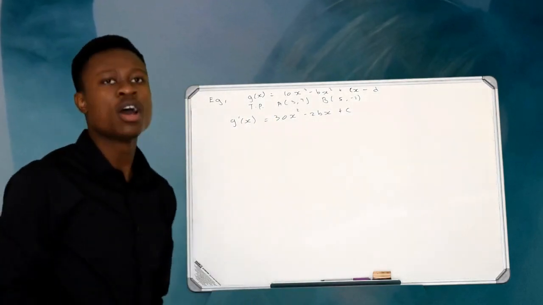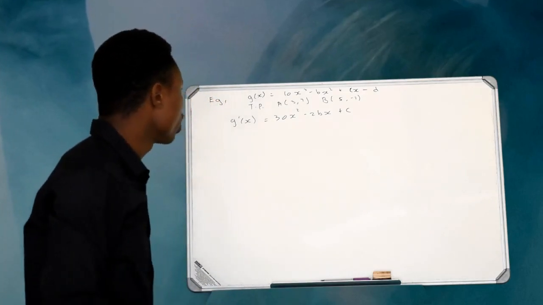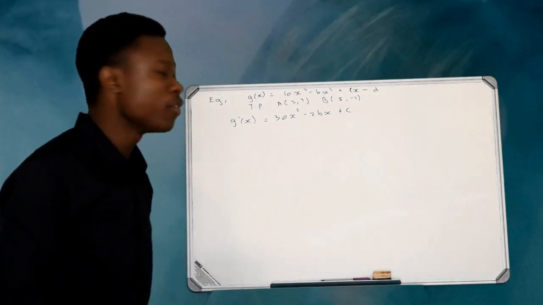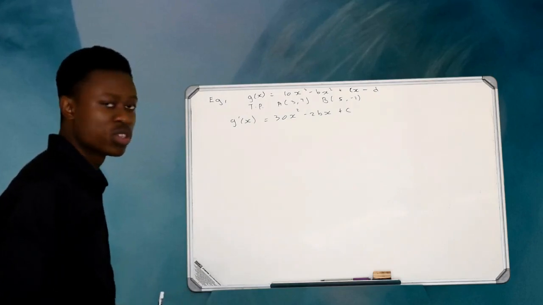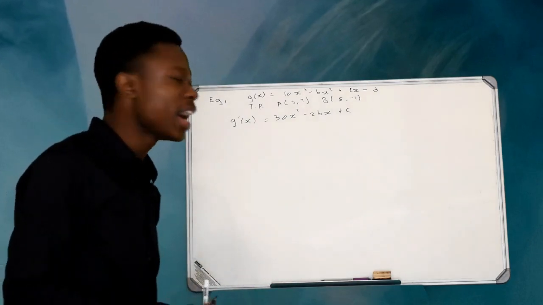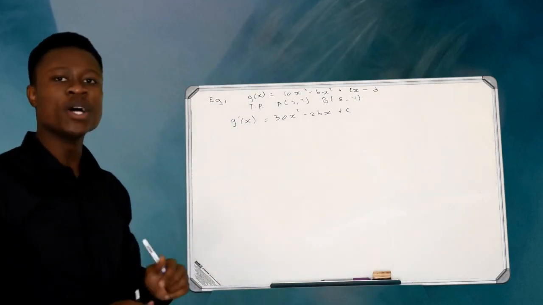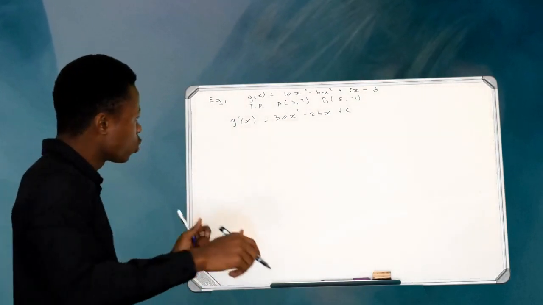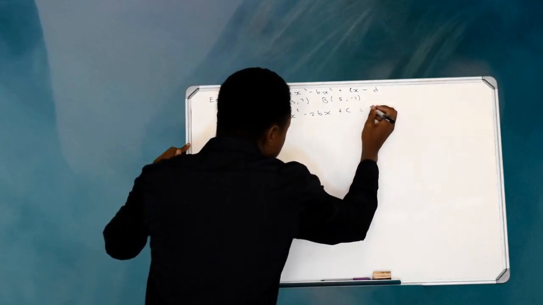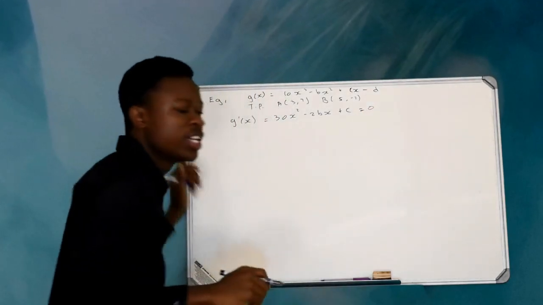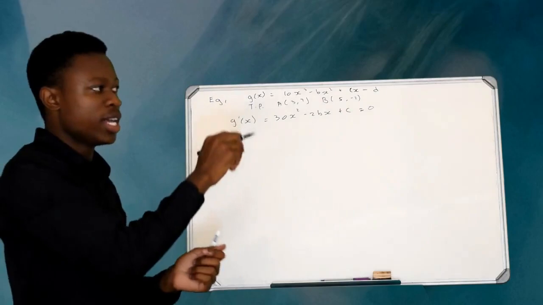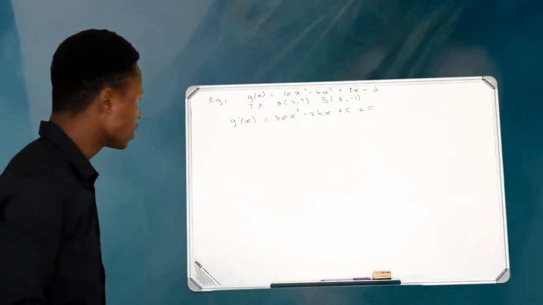I work with those variables that do not have any values, those arbitrary values, so b and c. I know what g prime of x is. But now, what do I know about g prime of x at a turning point? It's equal to 0. The gradient at a turning point is equal to 0, because it's a straight horizontal line.